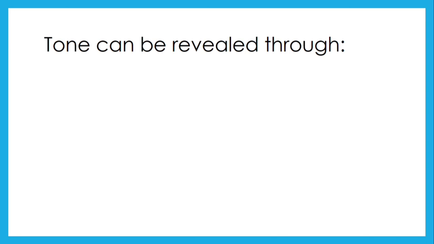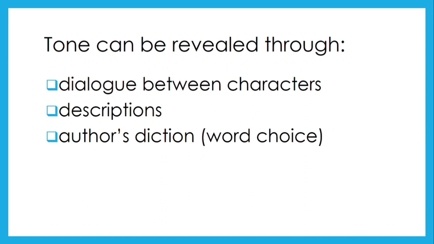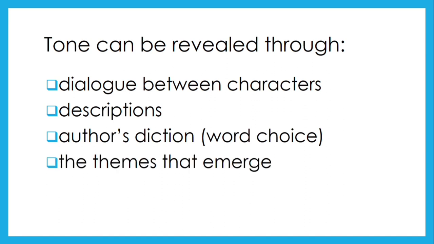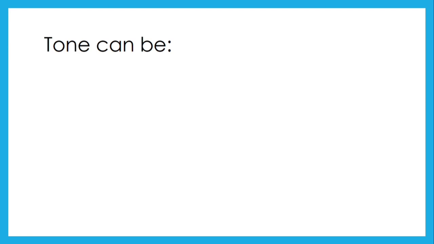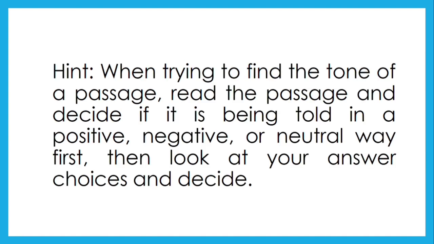Tone can be revealed through dialogue between characters, descriptions, author's diction or word choice, and the themes that emerge. Tone can be positive, negative, or neutral. Hint: when trying to find the tone of a passage, read the passage and decide if it is being told in a positive, negative, or neutral way first. Then look at your answer choices and decide.